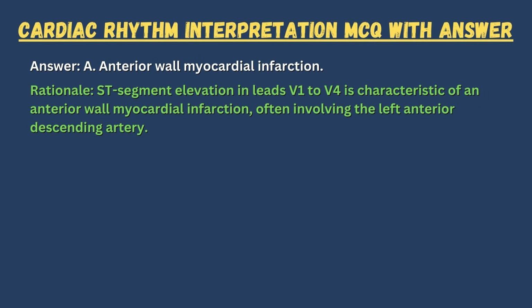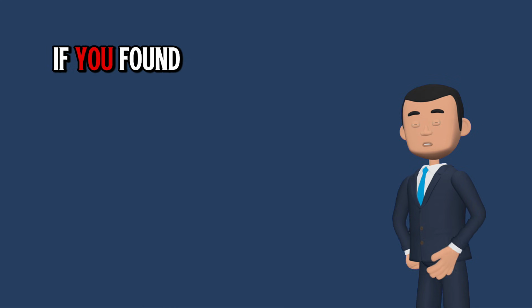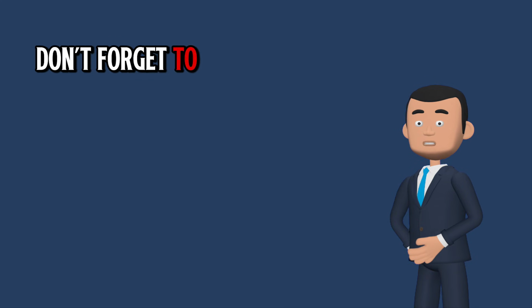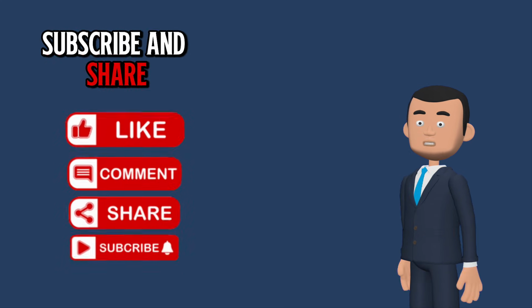Answer: A. Anterior wall myocardial infarction. Rationale: ST segment elevation in leads V1 to V4 is characteristic of an anterior wall myocardial infarction, often involving the left anterior descending artery.